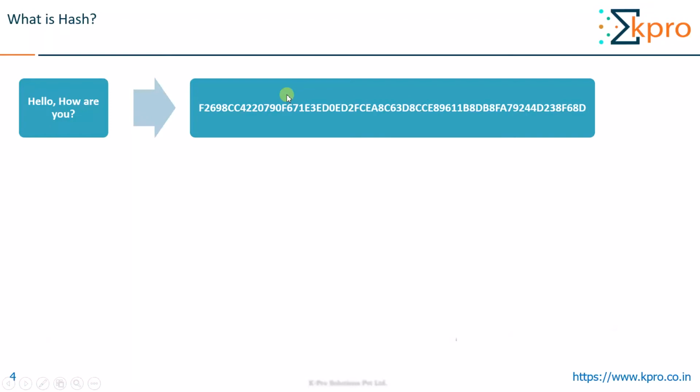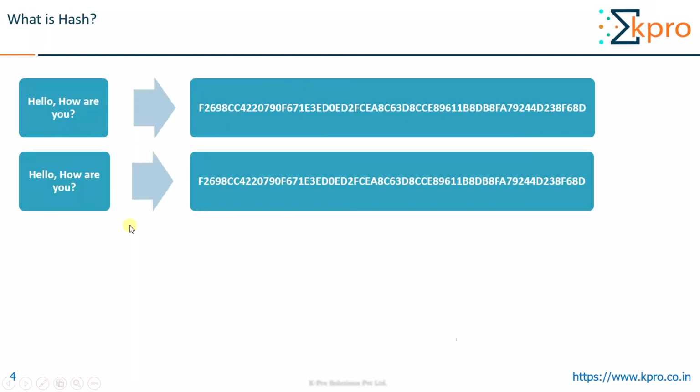Now, one property of hash function is that it is deterministic. This means that no matter how many times you pass the string through the hash function, we'll always get the same result. So, if we're passing the same string to the hash function again, we will get exactly the same result.